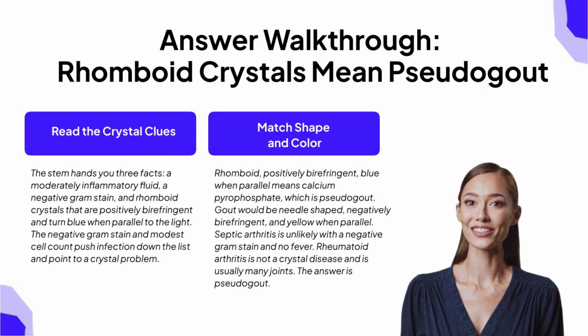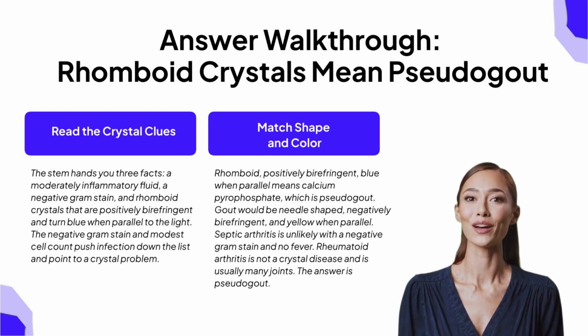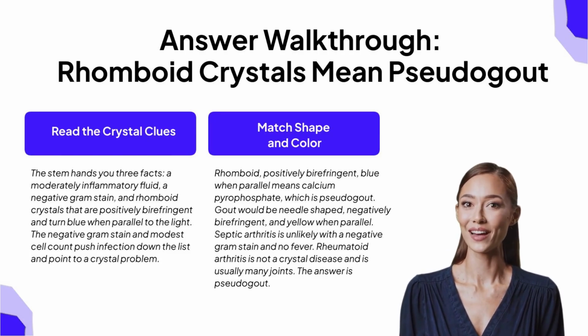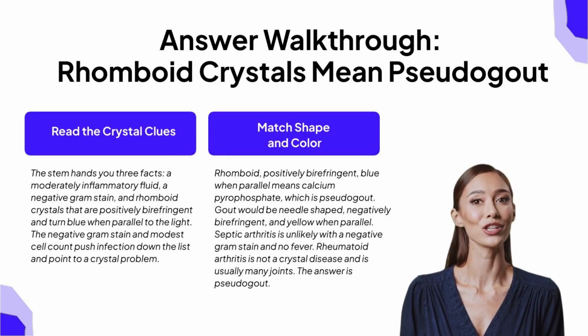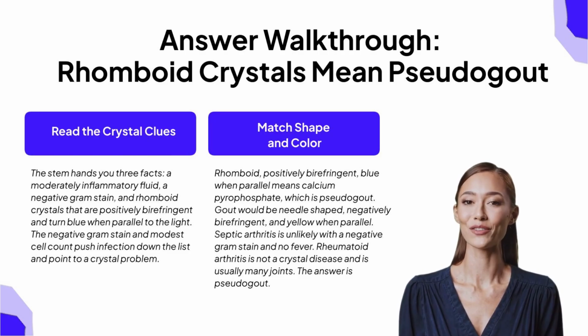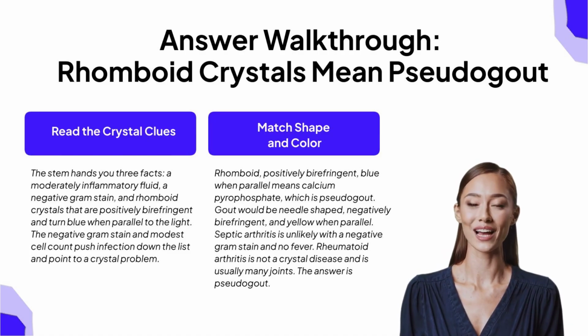Now eliminate the rest. Gout would be the opposite crystal, needle-shaped, negatively birefringent, and yellow when parallel, so choice B is out. Septic arthritis is very unlikely with a negative gram stain, no fever, and a modestly elevated count, so choice A is out. And rheumatoid arthritis is not a crystal disease and usually attacks many small joints symmetrically, so choice D is out. A great memory hook is that pseudogout is positive and rhomboid, with both words giving you the P sound.